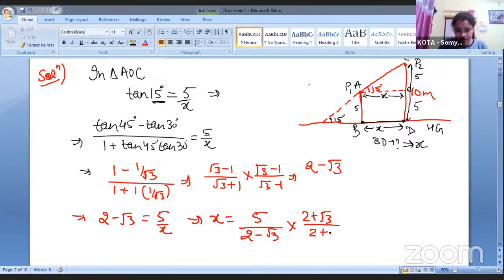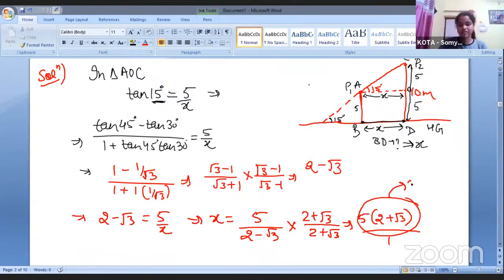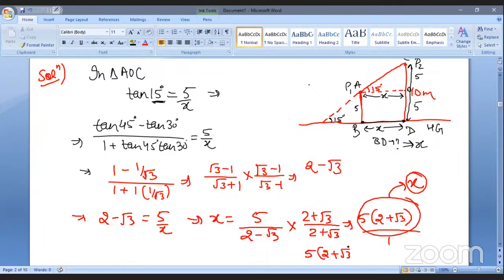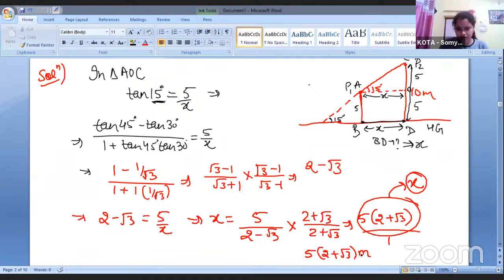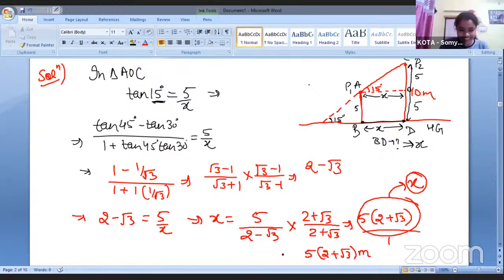We don't want this square root term in the denominator, so we'll rationalize it. In the denominator it will be 4 minus 3, which is 1 only. So this is what the required distance x would be. The answer would be 5 in bracket 2 plus root 3, since a square minus b square means 4 minus 3. So x will be 5 into 2 plus root 3 meters.